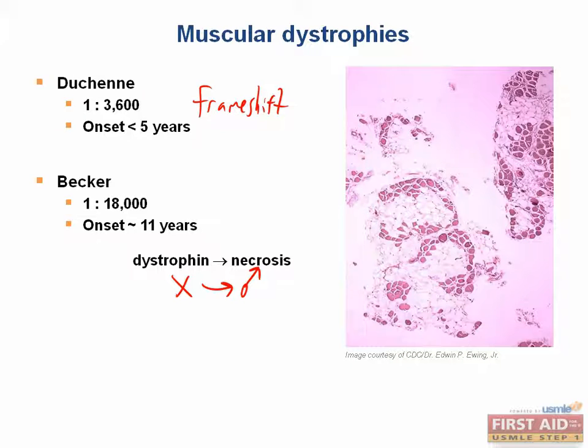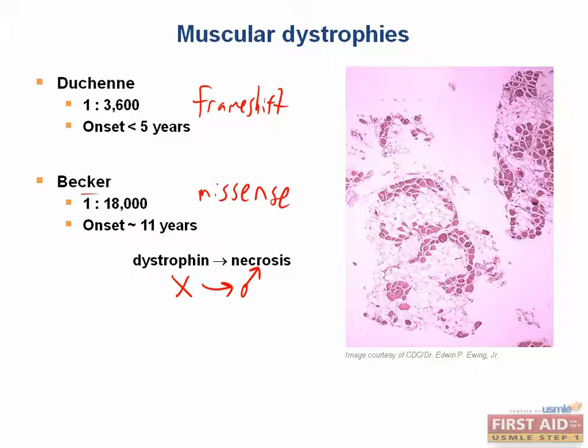So what do these patients die from? Usually dilated cardiomyopathy. Becker is both less common and less serious than Duchenne, and is caused by a less functional dystrophin protein rather than a non-functional protein. It's not caused by a frameshift mutation, but usually a missense mutation. The onset is a bit later, usually during adolescence or early adulthood.